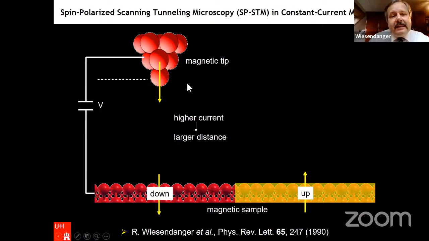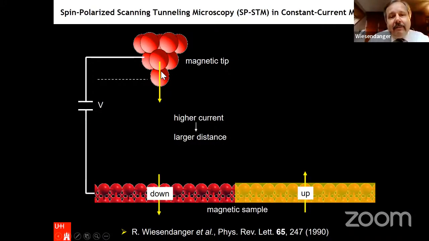And now let's see what will happen if we use such a magnetic probe tip and a magnetic sample with some domain structure. Say we have here a domain with a magnetization pointing downward and here a magnetization pointing upward. Now, as I said, in this situation where we have parallel alignment of magnetization orientations, we would usually expect a higher tunneling current flow than in the situation of antiparallel alignment. Now, the spin-polarized STM is usually operated like the conventional STM in so-called constant current mode. That was also the first mode of operation I used in this very early work.